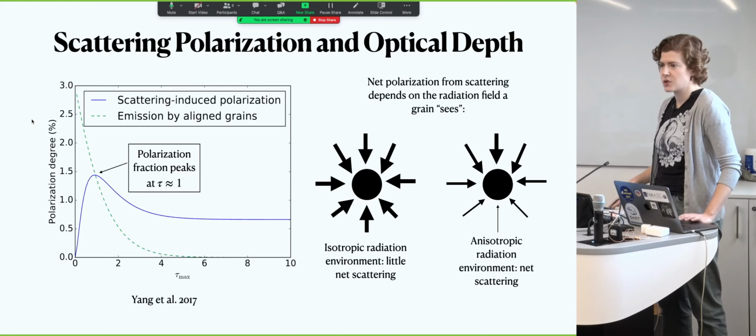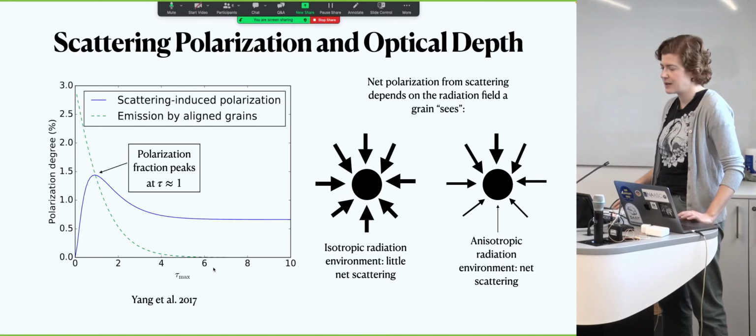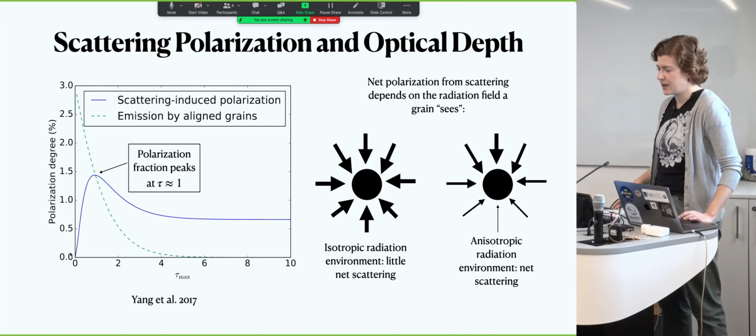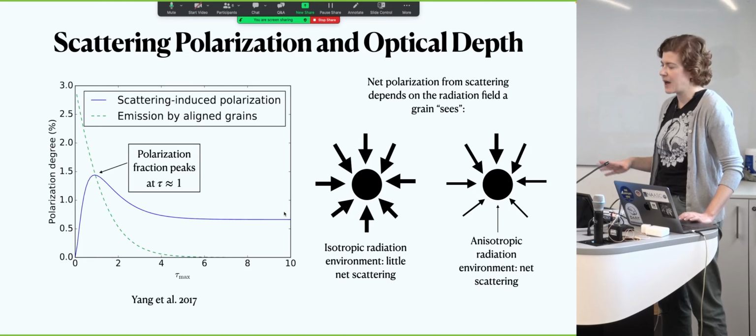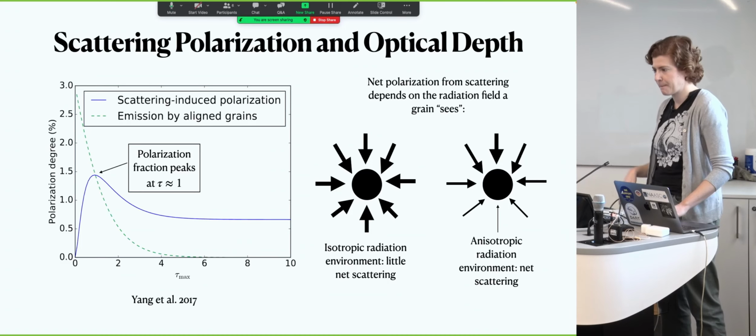So this plot shows how the polarization fraction depends on the optical depth, and at very low optical depths you're not going to get much scattering at all, so the polarization fraction is low. The polarization fraction then peaks at around tau equals 1, and then decreases and asymptotes off to a lower value as the radiation environment the dust grain sees becomes more isotropic.